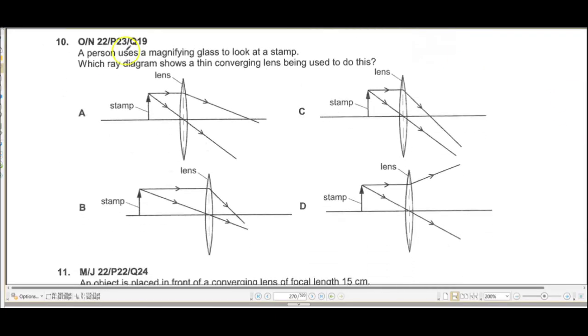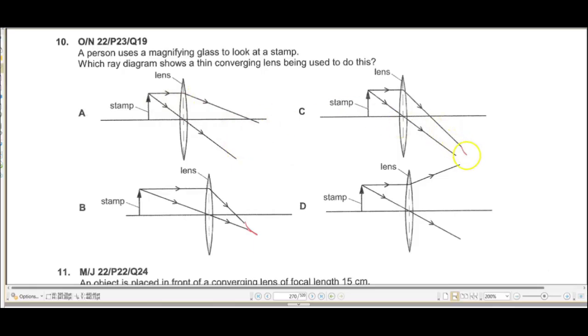Question number 10. A person uses a magnifying glass to look at a stamp. Which ray diagram shows a thin converging lens being used to do this? Now, I've told you many times before as well, how does it happen? And if you look at these diagrams, this is going to converge at a point. The lines that come out of the object when this converging lens is being used as a magnifying glass, they never converge. They stay like this.